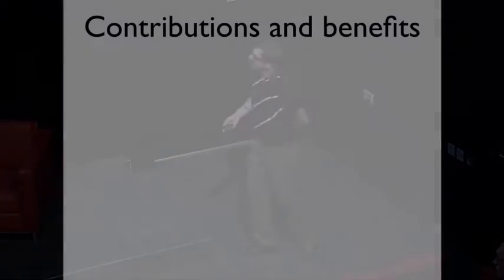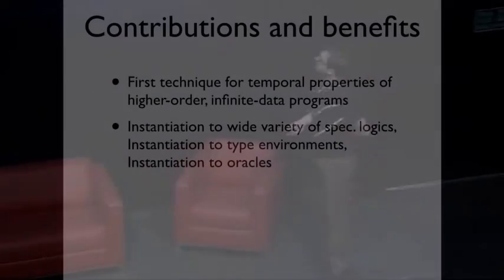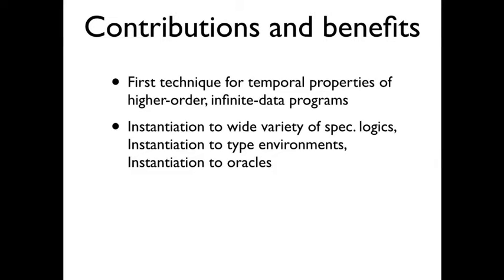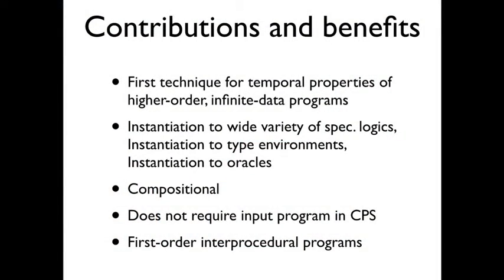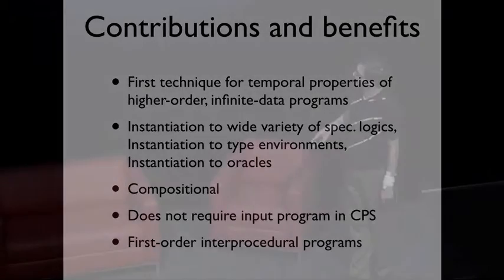Okay. So I've been through all these things. What we tried to do here is design a type and effect system that you could instantiate to a wide variety of specification logics. I've used LTL as an example, really as an abbreviation for Büchi automata. There are only a couple of conditions on the specification logic that I'll get to in a moment, and obviously instantiation of different kinds of oracles and so forth. The goal, as I mentioned, was this compositional approach, not requiring CPS. There are also some interesting things we noticed that we could apply to first order interprocedural programs.